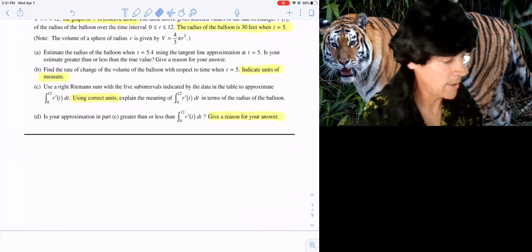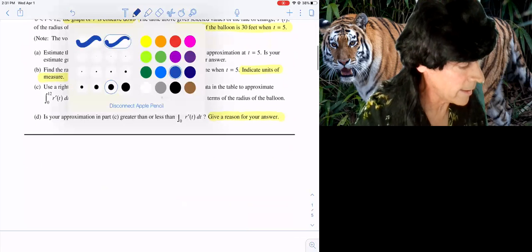All right, hang on. Stupid Notability. All right, see.